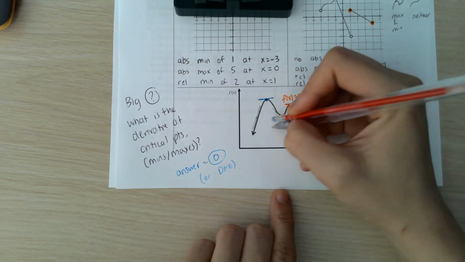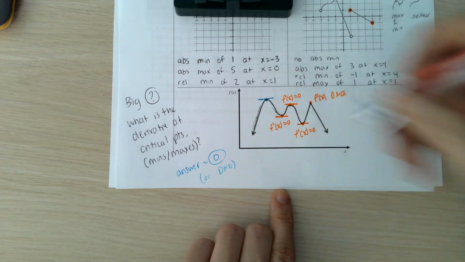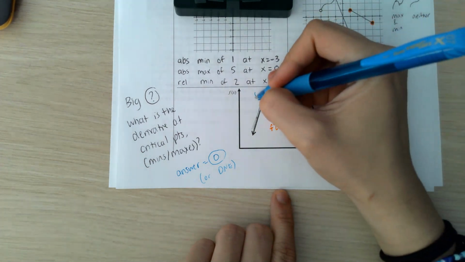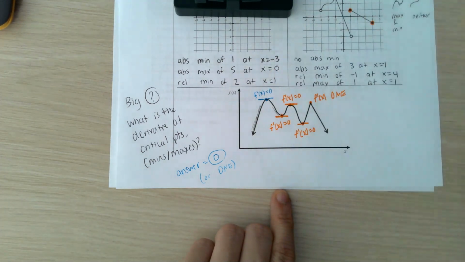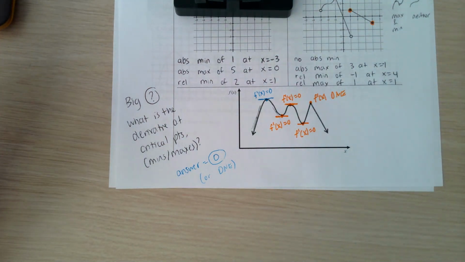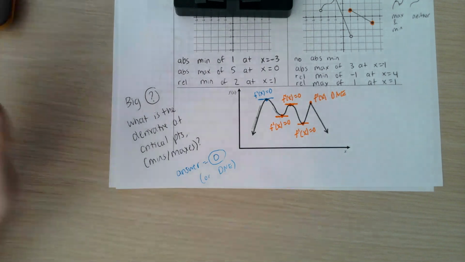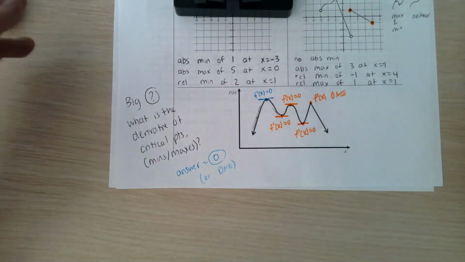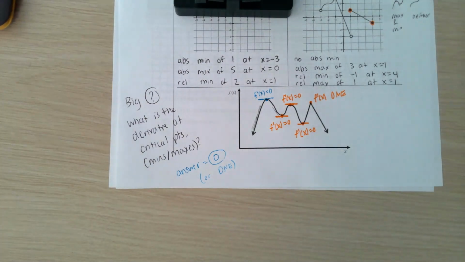Derivative is 0. Slope of the tangent line is 0. dy dx is 0, right? So that's the secret. When we're at a maximum or a minimum, our slope is 0. Our rate of change, it's not changing anymore, right?